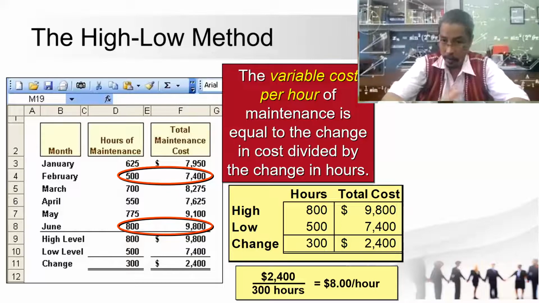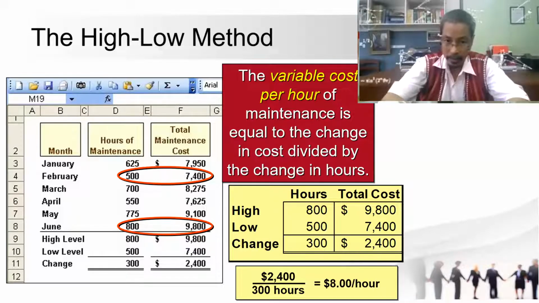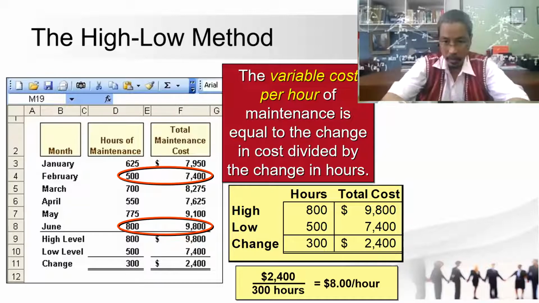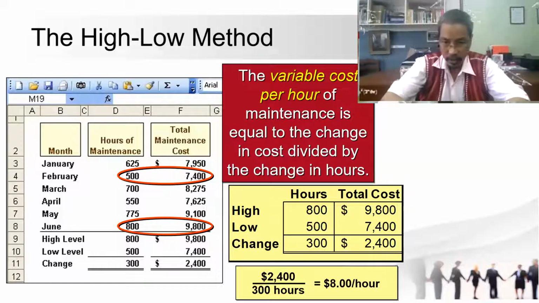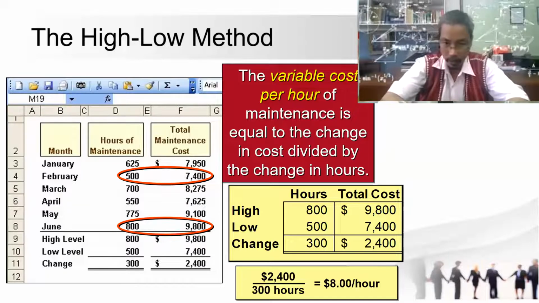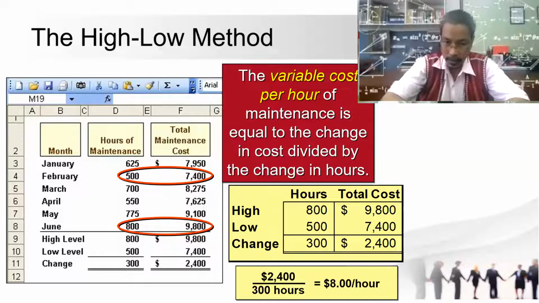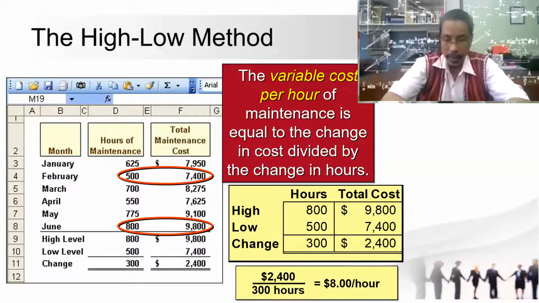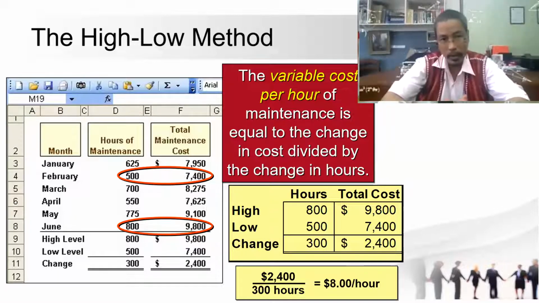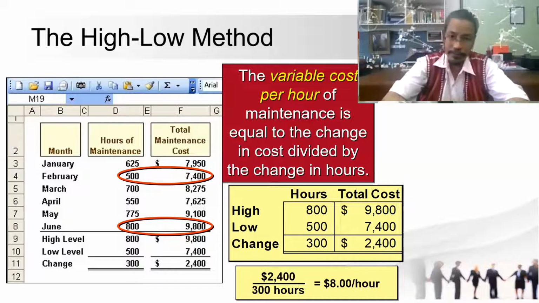9,800 is for the highest and 7,400 for the low. So if you subtract, the change is 2,400. And therefore, we can divide 2,400 by 300, and that is $8 per hour. Okay, so this is the high-low method.